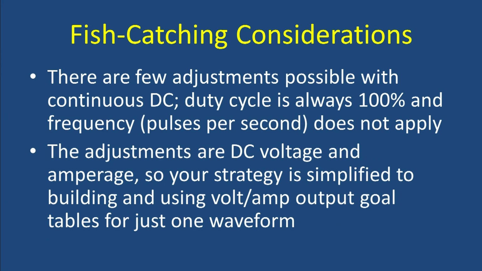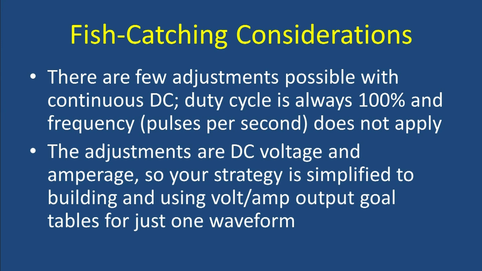So what are the fish catching considerations? Well, DC is pretty simple. The duty cycle is always 100%, so there's no adjustment there. And the frequency, the pulses per second, doesn't apply in this case because it's always on. There's no pulsing. So you're down to adjustments of voltage and amperage, and thus your strategy is simplified really, to building these volt and amp output goal tables for just this one waveform.